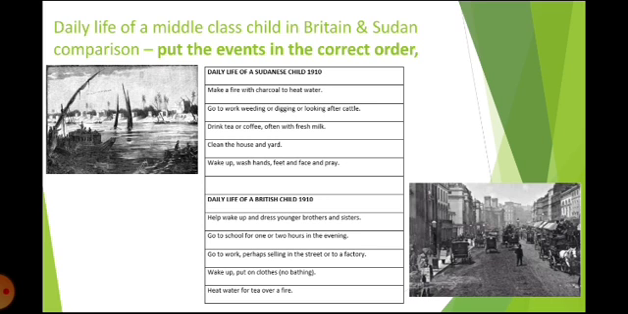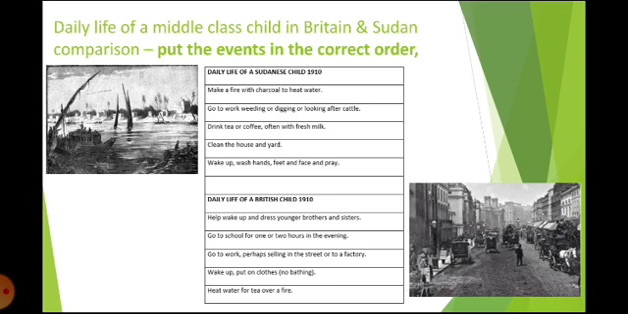Make fire with charcoal to heat water. Go to work weeding or digging or looking after cattle. Drink tea or coffee, often with fresh milk. Clean the house and yard. Wake up, wash hands, feet, and face, and pray. Now, a British child would help wake up and dress younger brothers and sisters. Go to school for 1 or 2 hours in the evening. Go to work, perhaps selling in the street or to a factory. Wake up, put on clothes, no bathing. Heat water for tea over fire.